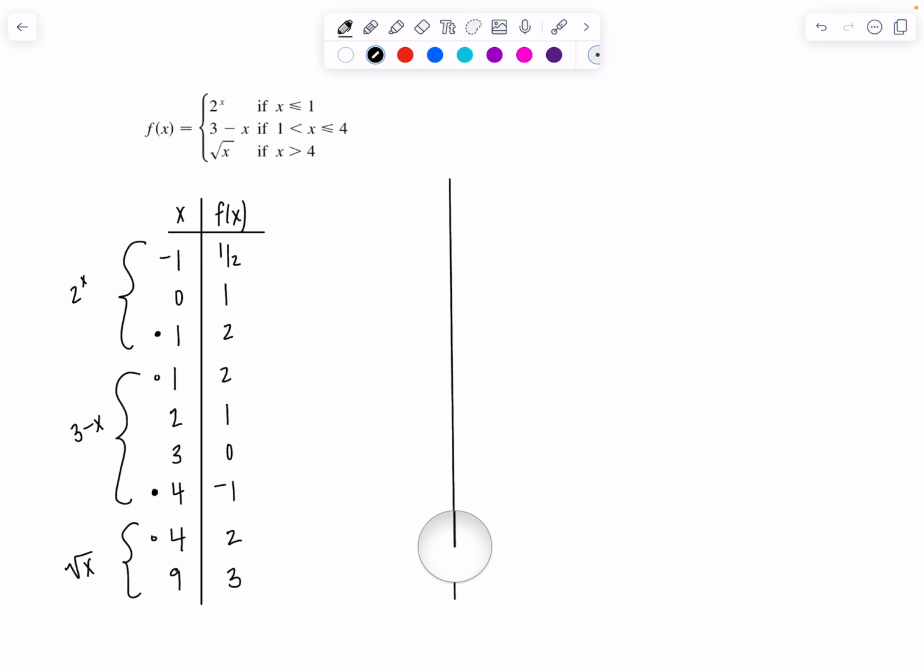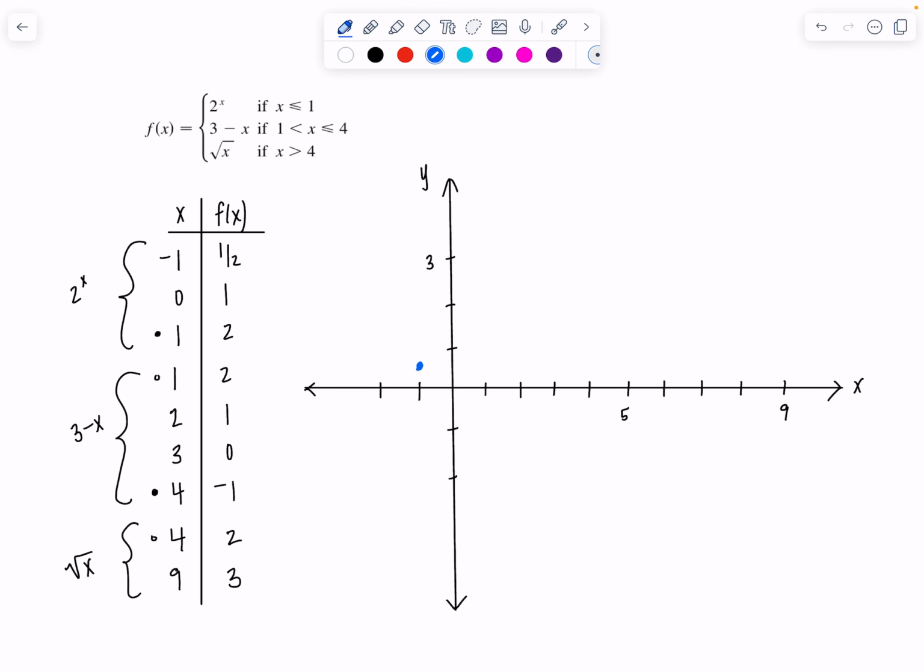So let's draw what we got here. Only do arrows on the 2 to the x and the rad x part, right? Not the rest. How high up in the y-axis do I have to go? 1, 2, 3. 1, 2. 1, 2, 3, 4, 5, 6, 7, 8, 9. Look, I'm going to do it all. Negative 1, negative 2. Beautiful. Okay, so we've got negative 1, 1/2, 0, 1, 1, 2.